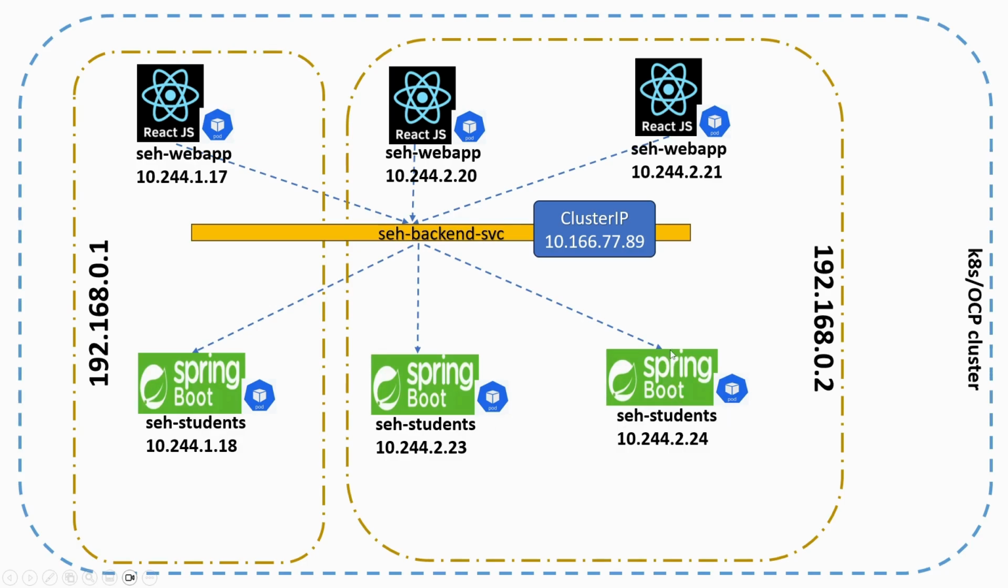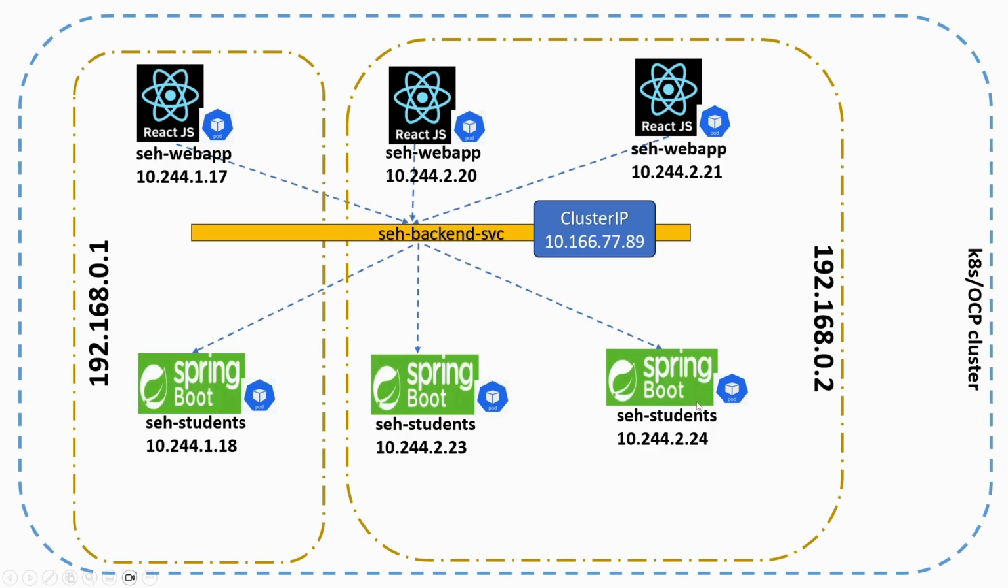As we already know, a ClusterIP service exposes pods using an IP address that is internal to the Kubernetes cluster. That means this IP cannot be accessed from outside the cluster, not even directly from the master node. This is strictly meant for internal communication between pods and services inside the cluster. In this demo, we will create a ClusterIP service to connect to our backend pods, which are the SEH students pods.